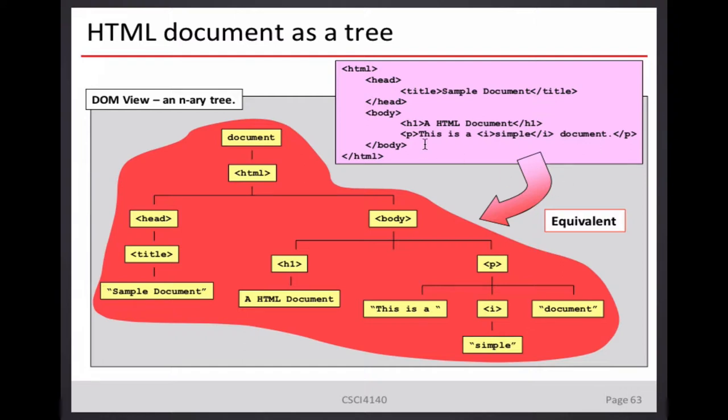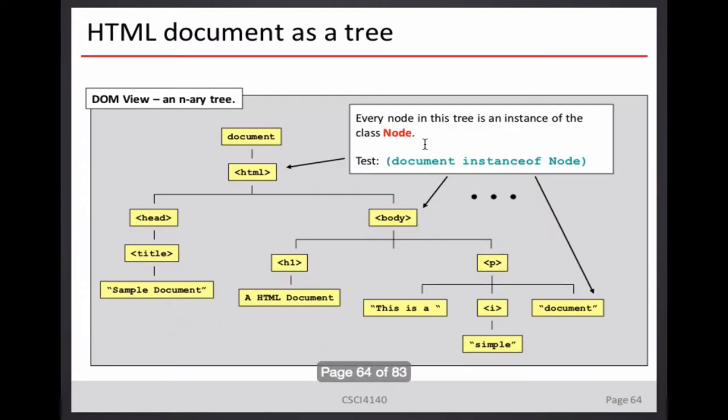Okay, so this tree contains, you can see, the leaf nodes. What are they? The leaf nodes are not the head, because the head still has other nodes. The body still has other nodes. The P paragraph also contains other nodes. So usually the leaf nodes are either comments or tags. Okay? So don't ask, oh, can I have a leaf node which is an image? No, an image contains other things. So we usually have tags and comments.